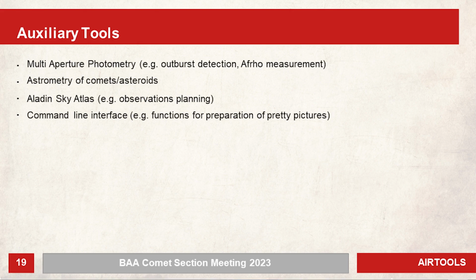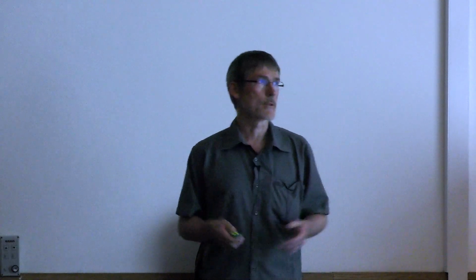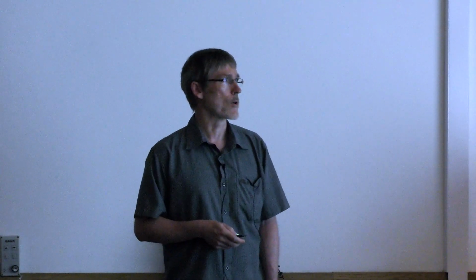There's also a tool for astrometry, and included is Aladdin Sky Atlas, which is very useful first of all for observation planning, but also to compare your own image with images from the digital sky survey. If you want to see if a feature is real or not, if it belongs to the comet, or if it is from galactic cirrus or other diffuse sky objects.